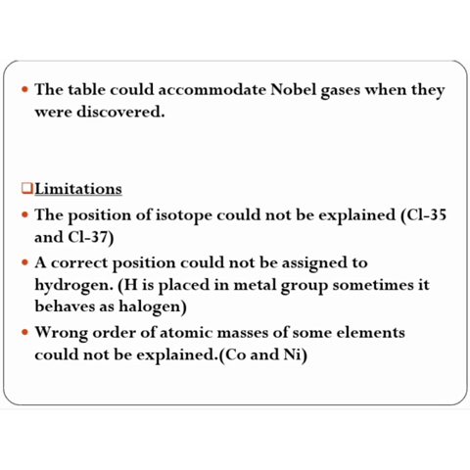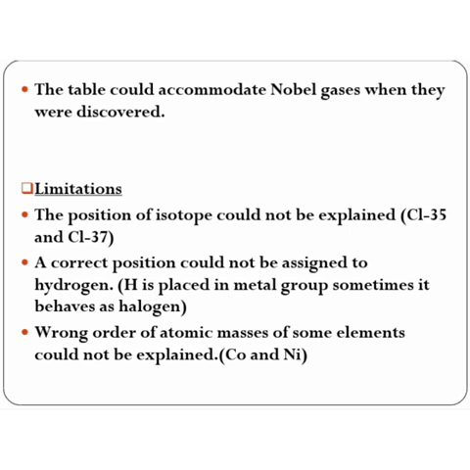Now what are the demerits? We shall discuss the demerits, that is, the limitations. The position of isotopes could not be explained. What do you mean by isotope, children? You have studied in 9th standard: same atomic number but different mass number, isn't it? For example, chlorine has the same atomic number but different mass numbers, that is chlorine 35 as well as chlorine 37.